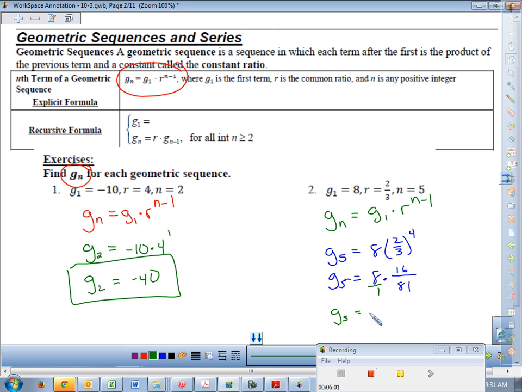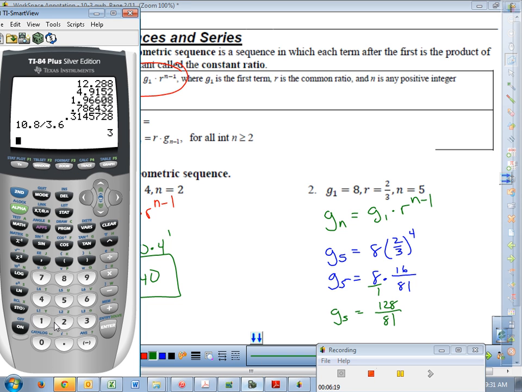The fifth term in this sequence. 8 times 16 is how much? 128 over 81. Now let's at least use the calculator since we have it. 128 divided by 81. And I just want to see if that reduces. So how do I see if that reduces?